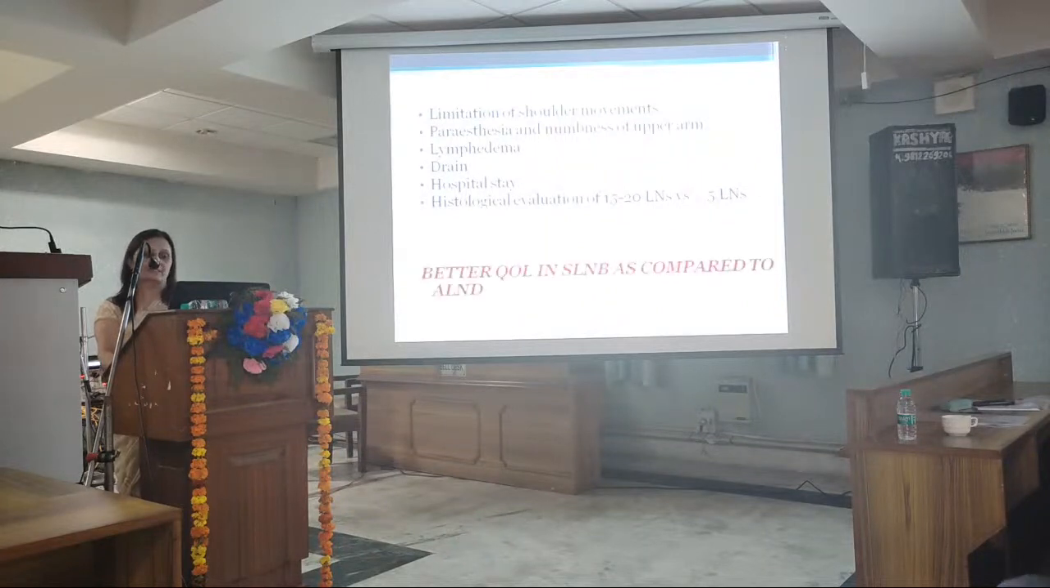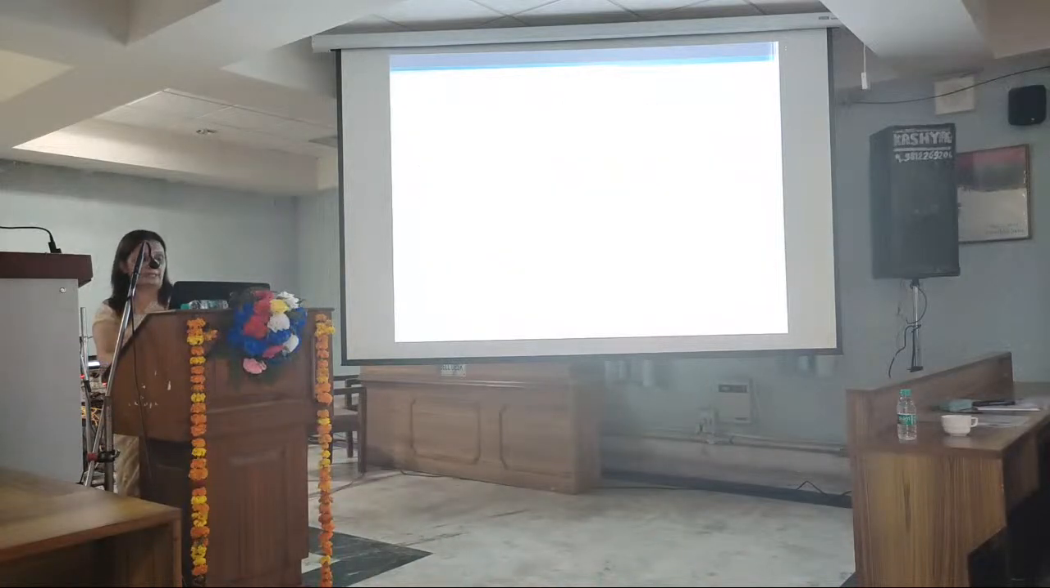So overall, we can say that after sentinel lymph node biopsy, the patient has a better quality of life as compared to axillary lymph node dissection. As we were talking initially about minimal invasion, we are also going to do minimal invasion to the axilla. So we are de-escalating the axilla by doing the sentinel lymph node biopsy.